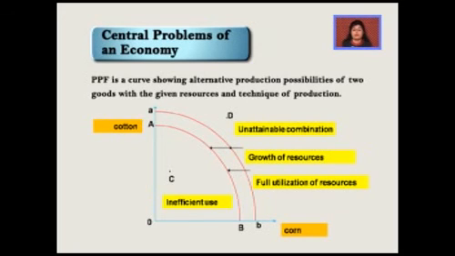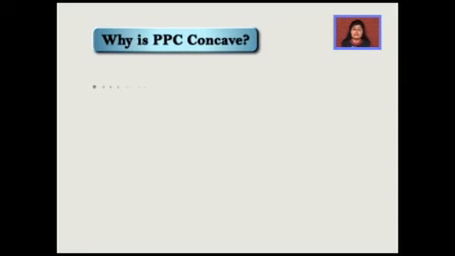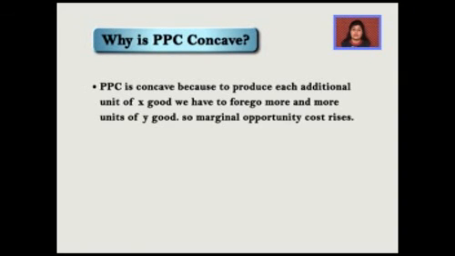Now, coming on to a very important next question. Why is this PPC concave? The reason for the concave shape of PPC is that since our resources and techniques are given, if we want to manufacture an additional unit of one good, we will have to forego some units of the other good. And this marginal opportunity cost, for producing one additional unit of good X, we have to forego more and more units of Y. So that is why the PPC gets its concave shape.